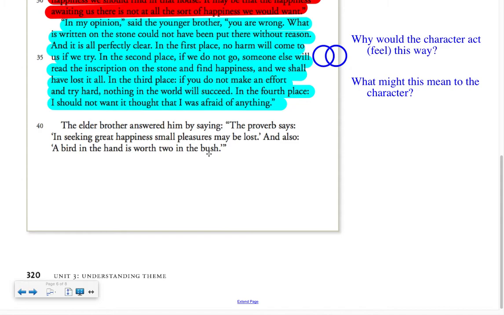To explain these proverbs, if you seek great happiness, you might miss out on the small pleasures along the way. You might overlook those small pleasures. So he's telling him that. And also, a bird in hand is worth two in the bush. That means keep the bird you have in your hand if you're hunting birds. Don't drop that bird and then try to go after the two that are in the forest or far away from you. Keep what you have. So, in other words, he's telling him, take life for its simple pleasures. Don't try to seek great happiness.